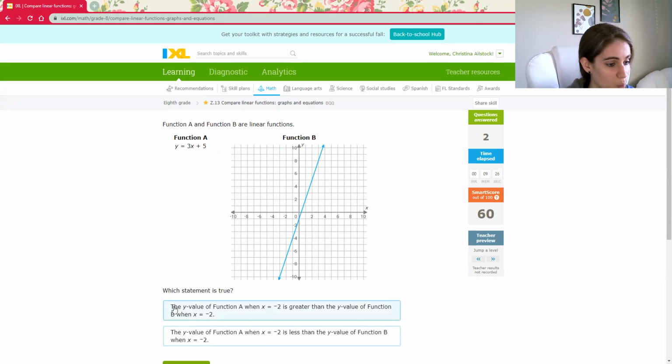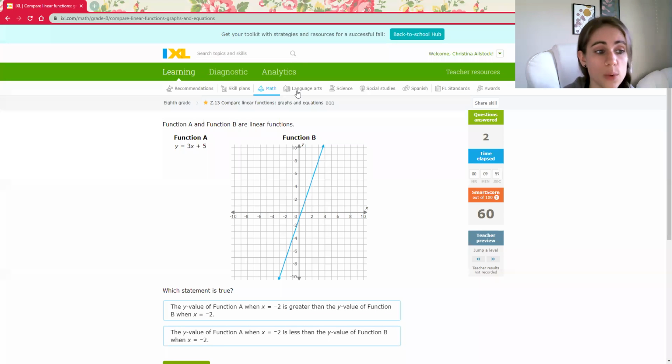All right, this time, which statement is true? The y value of function A when x is equal to -2. Ooh, this one's a little bit trickier, because notice that it's saying y value. It's not saying y-intercept, so don't let that confuse you. It's saying, when my x is -2, what's the other half of that ordered pair? What is the y value?